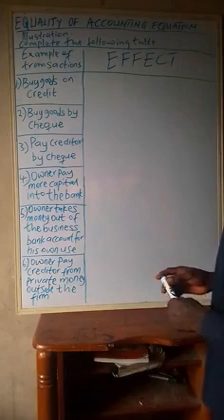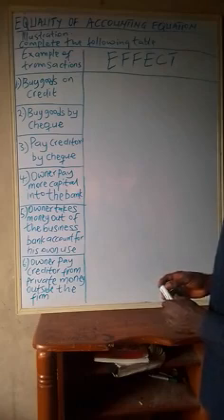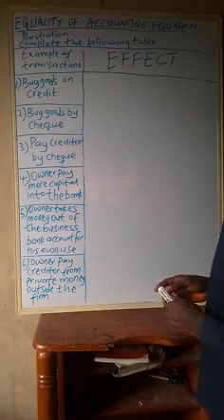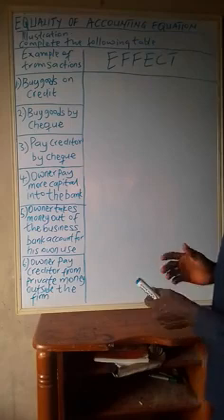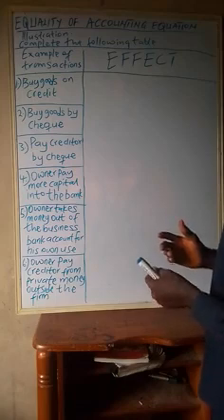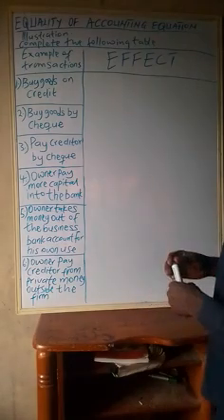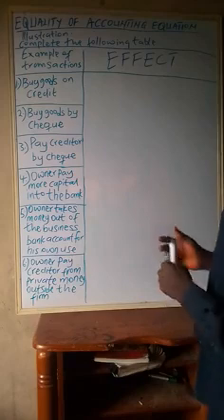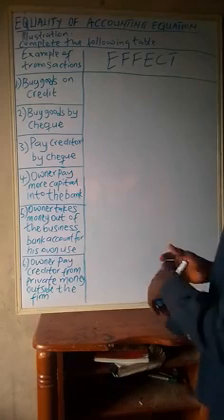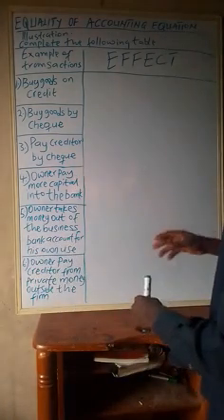Equality of accounting equation is under accounting equation, otherwise known as the balance sheet equation. Accounting equation is the accounting system under financial accounting whereby the total debit equals total credit. Whatever amount you debit is equal to the amount you credit.